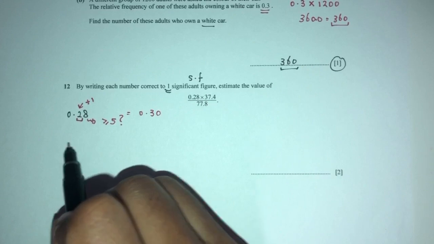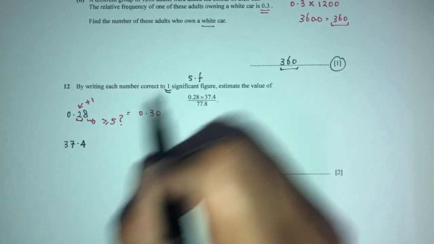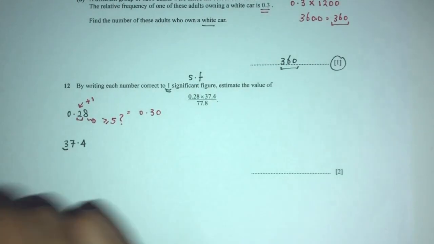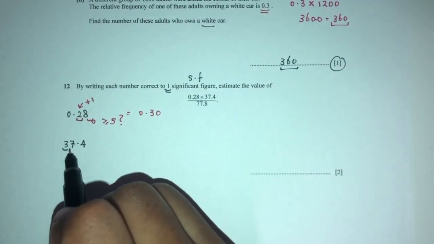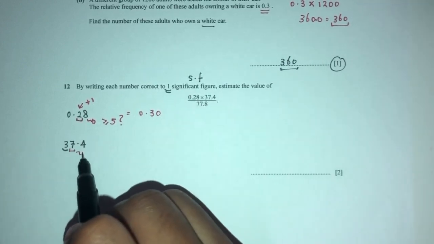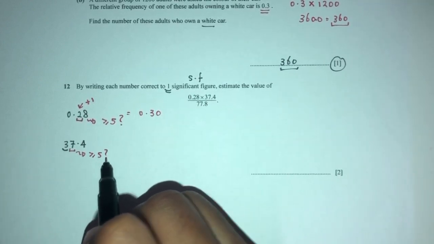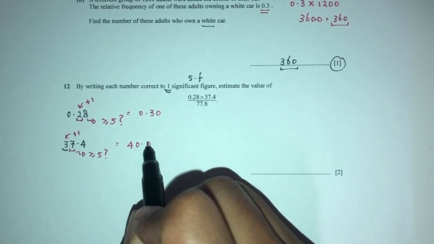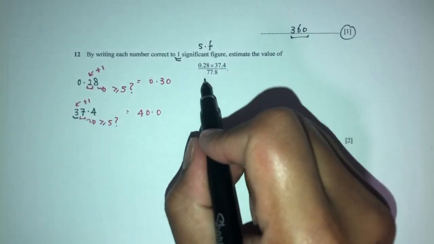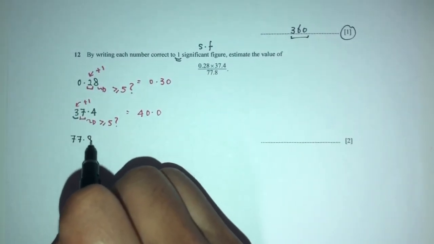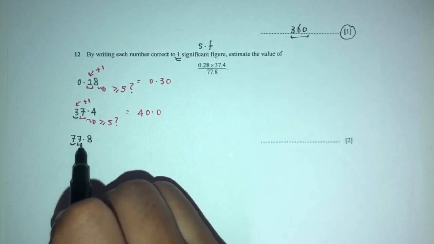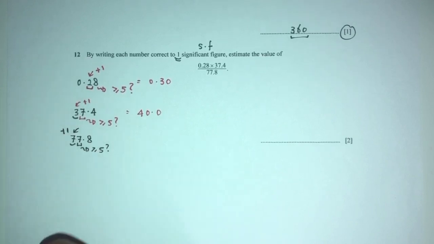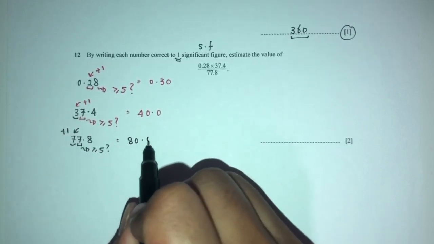Now, second number here, we have 37.4. 1 SF, we look at the first number, if it's not 0. Then we take care of the second one. We ask ourselves, is this more than or equal to 5? The answer is yes. So we add 1 to this one. That becomes 4, and the rest becomes 0. Now for the last one, same step, 7.8. 1 SF, look at the next number. Is it more than or equal to 5? The answer is yes. So we add 1 to this one. And that will be 8, and the rest becomes 0.